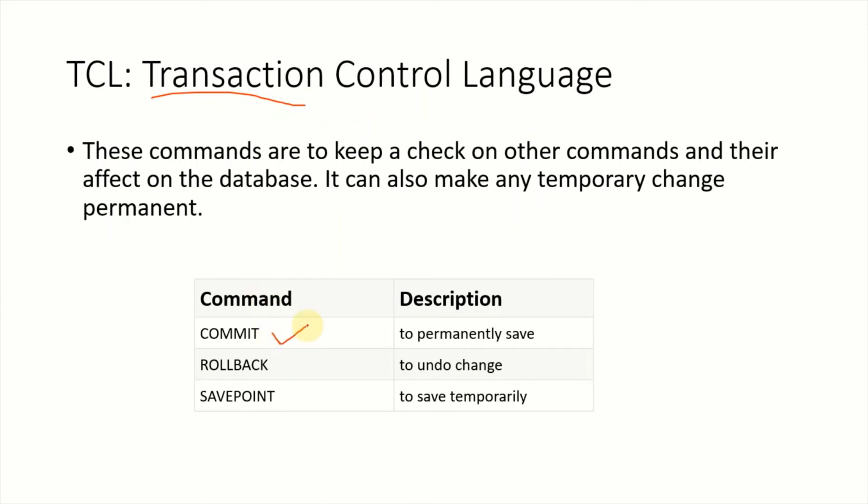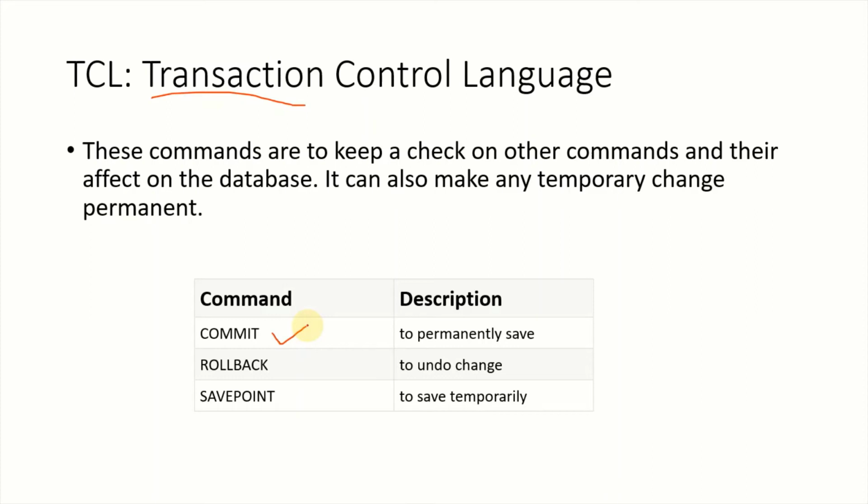So the first one is commit. This is a query. It is used to permanently change the state. We can say that once the queries are executed and after that we commit all the changes, so we will permanently make the changes in databases according to those queries.